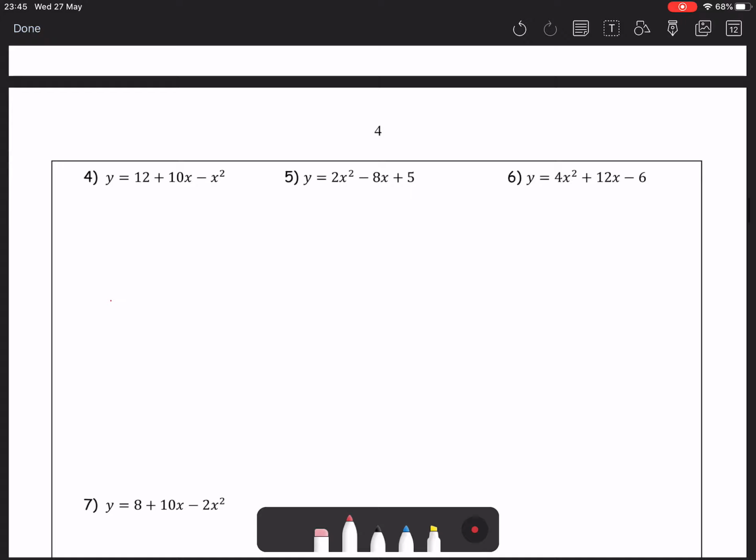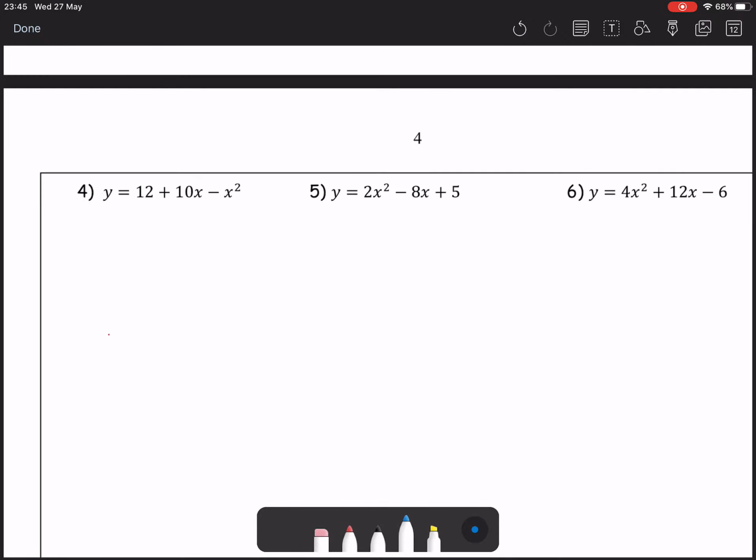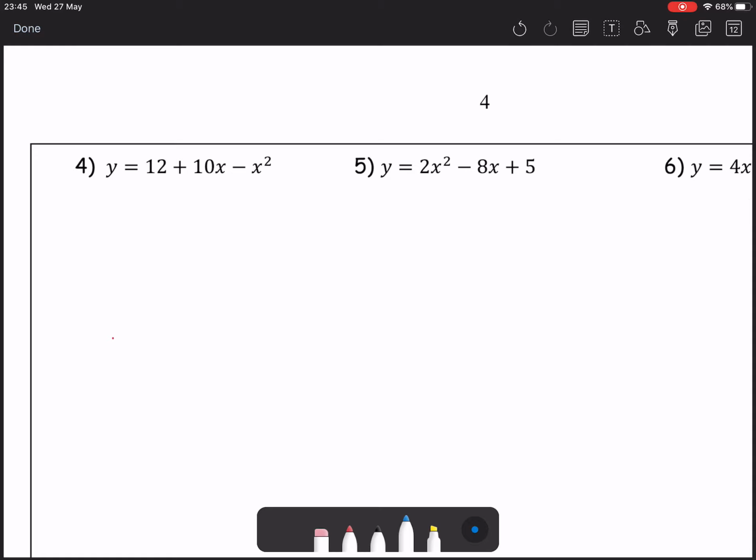So in question 4, the very first thing I'm looking to do is going to take out a common factor, and to get it as nice a way as possible, all I'm going to do is put my descending powers first. So minus x squared plus 10x plus 12, not done anything other than change the order, and that allows me to take out a common factor of the negative. Gives me negative, x squared minus 10x minus 12, gives us that expression there.